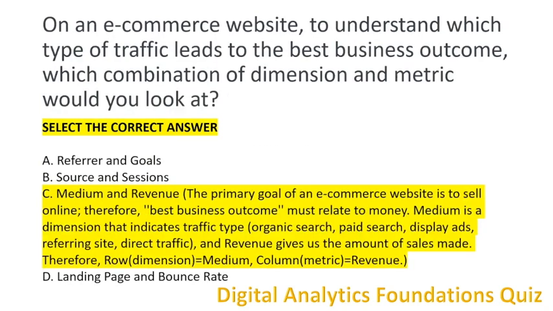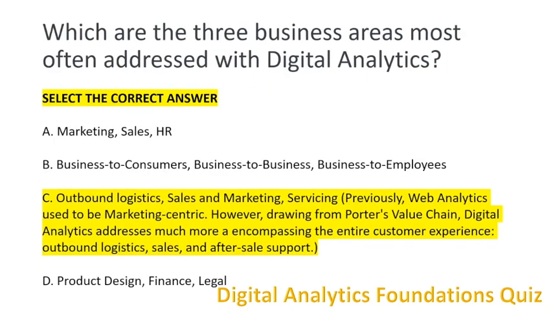On an e-commerce website, to understand which type of traffic leads to the best business outcome, which combination of dimension and metric would you look at? C. Medium and revenue. The primary goal of an e-commerce website is to sell online. Therefore, best business outcome must relate to money. Medium is a dimension that indicates traffic type: organic search, paid search, display ads, referring site, direct traffic, and revenue gives us the amount of sales made. Therefore, row dimension equals medium, column metric equals revenue.